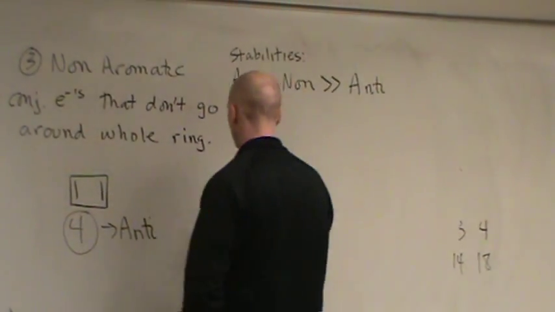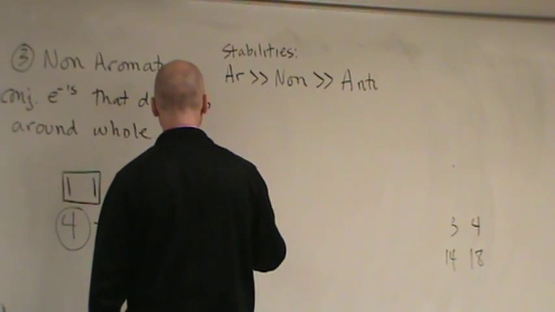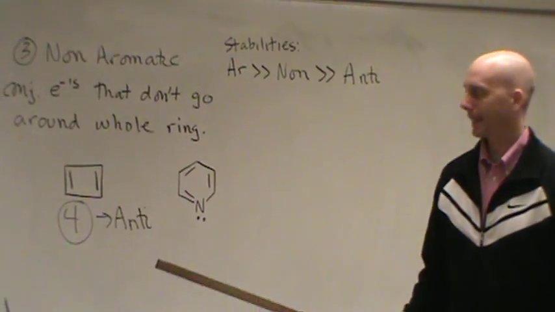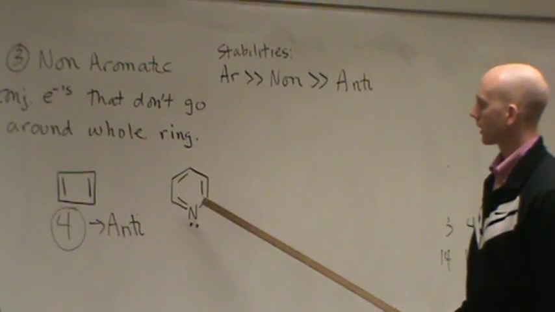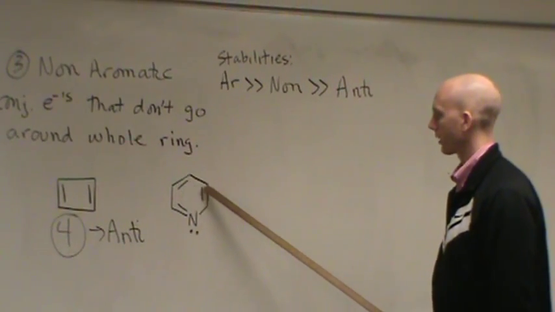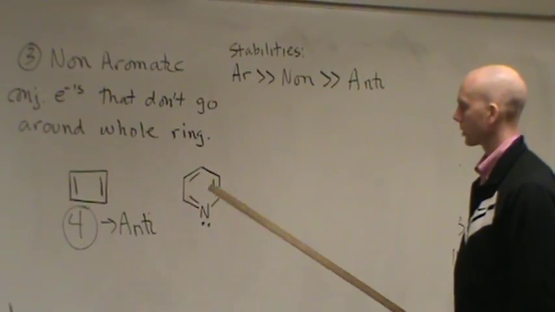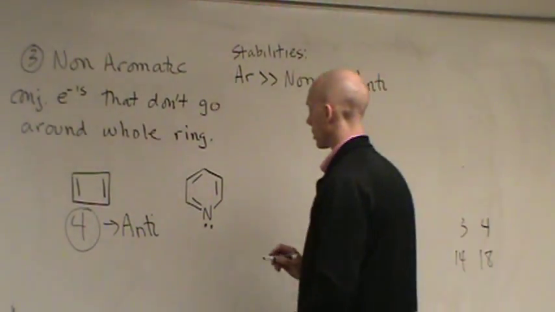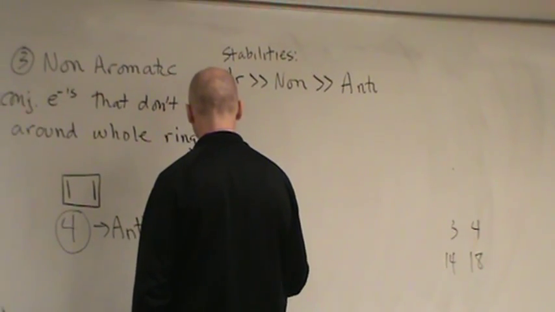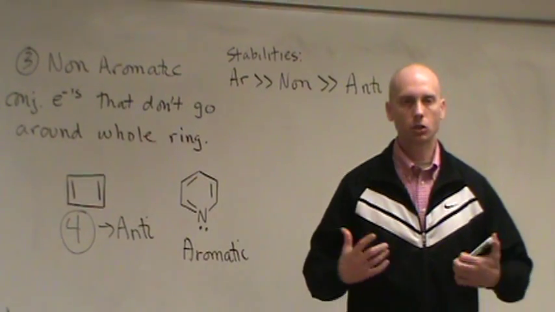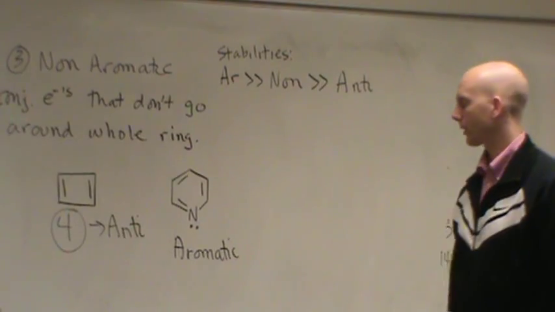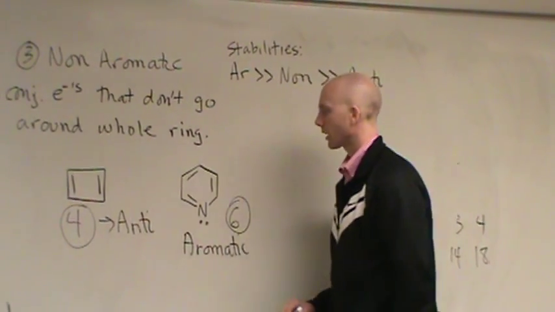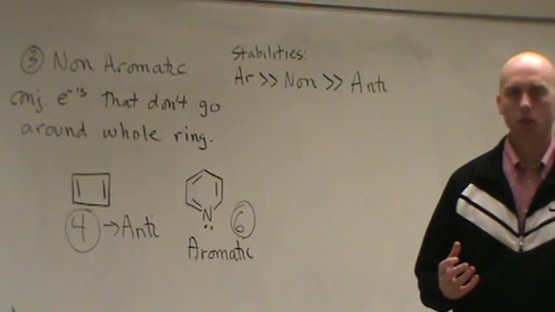Let's look at another example. Here is the molecule pyridine that we will study later on in the course. Pyridine has 3 conjugated pi bonds, and we have this lone pair on the nitrogen. What will this one be? What do you think? This one turns out to be aromatic. So this one is extra stable. Let's figure out why. We have 2, 4, 6 conjugated pi electrons, and so it fits that magic number.